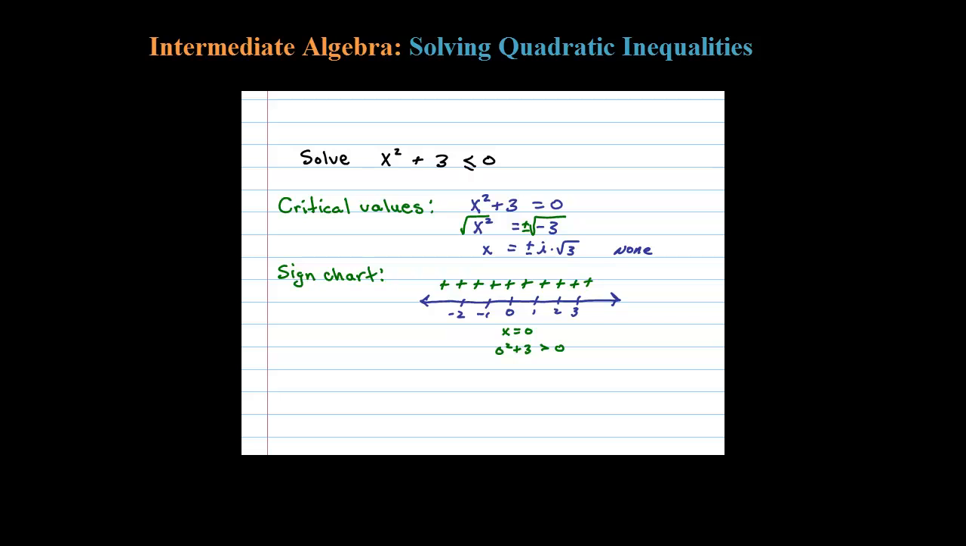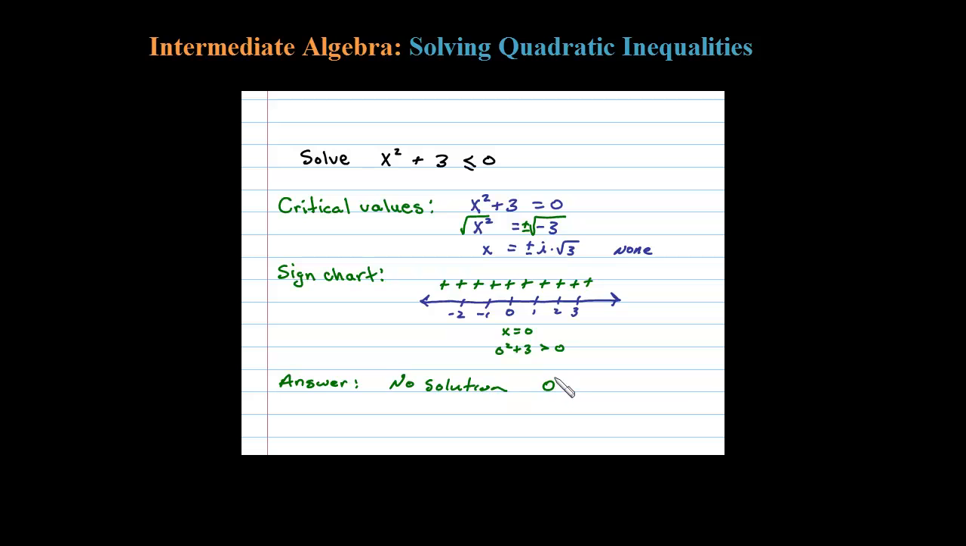Now let's go ahead and answer the question. For the answer here, for what x values can I plug in here to give me less than 0? So when is it negative? Notice it's always positive. This expression here is never negative. So the answer is no solution.